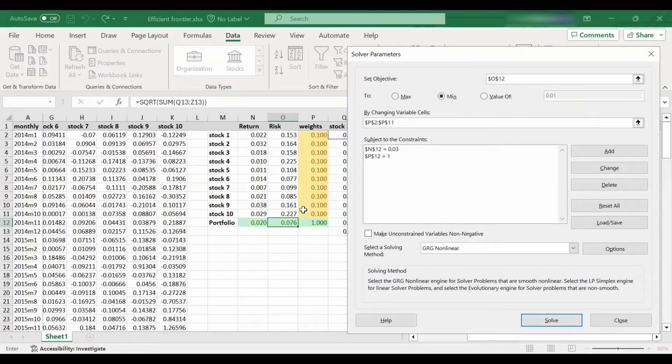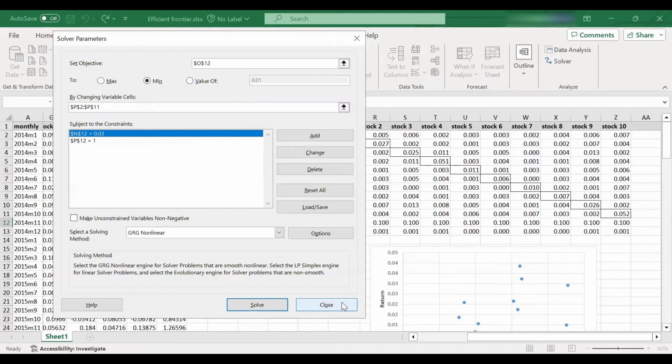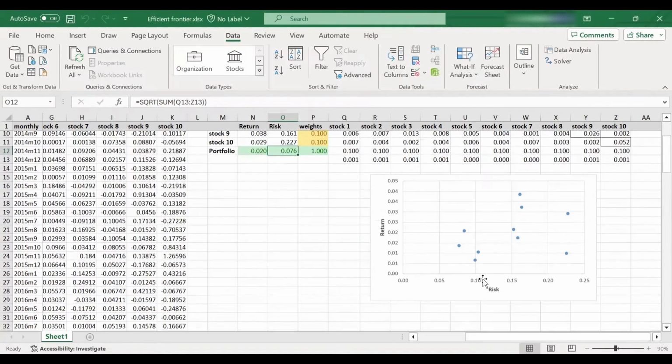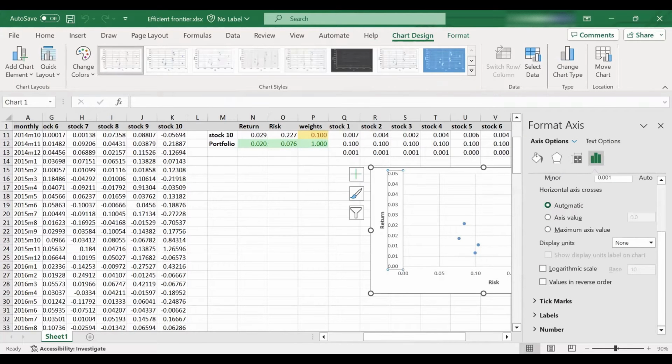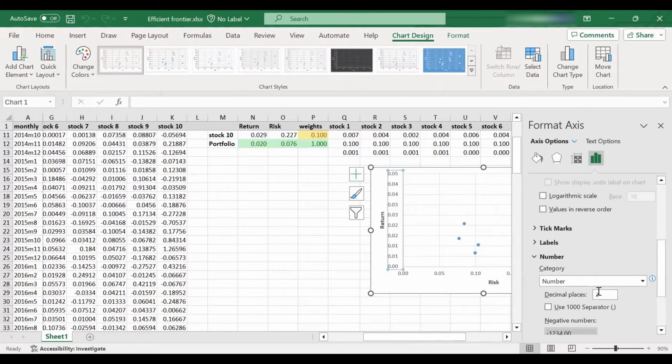And I've got two constraints. Okay. One of the constraints says that the investment weights should add up to 1. And the second one tells me to set the portfolio return to a particular level. So this is what you need to decide yourself. So for example, I will begin with a return of, okay, make this 3 decimals just to make it a bit nicer.